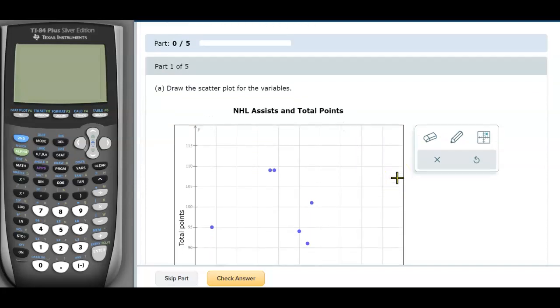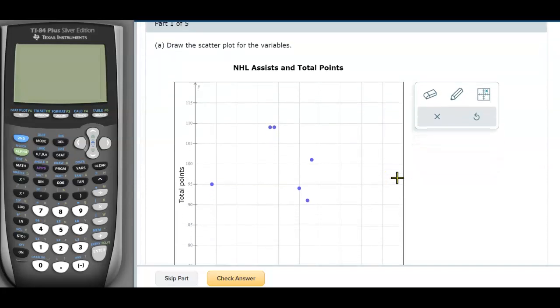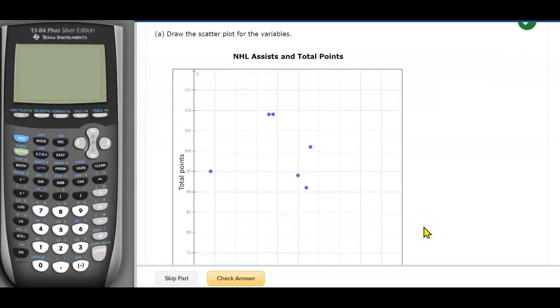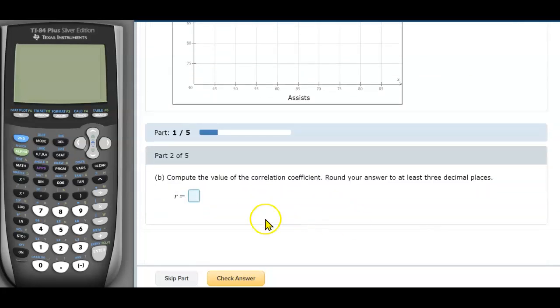Okay, we plotted all the points, and this is a scatter plot. It's not really a nice one, so if there is a line, maybe the line is going to go downward this way, and this point over here is going to be an outlier. All right, so let's check it anyway. Okay, the scatter plot is correct. All right, let's go to the R.